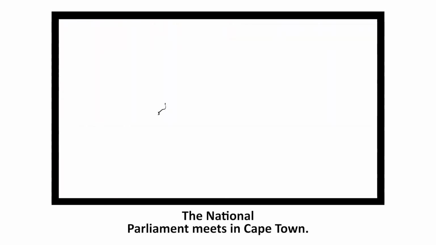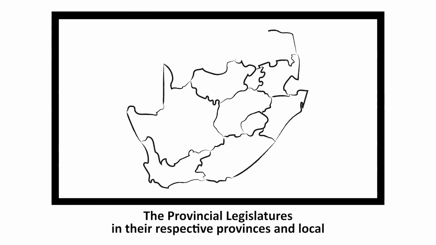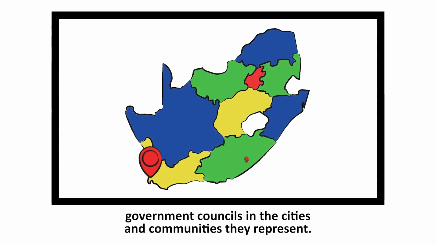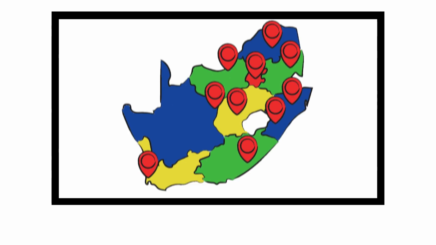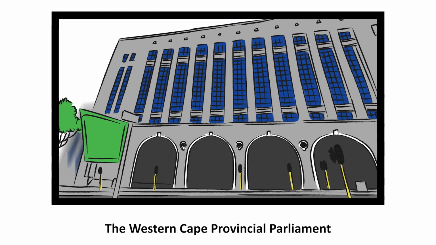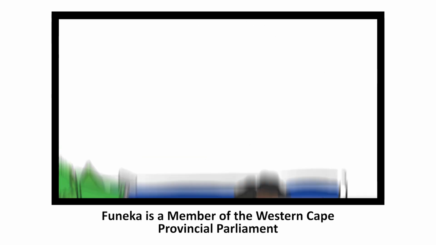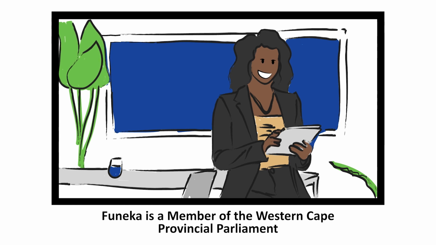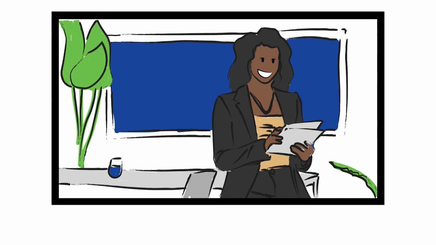The National Parliament meets in Cape Town, the provincial legislatures in their respective provinces, and local government councils in the cities and communities they represent. The Western Cape Provincial Parliament meets in this building in Cape Town. Funeka is a member of the Western Cape Provincial Parliament and is one of your elected representatives.